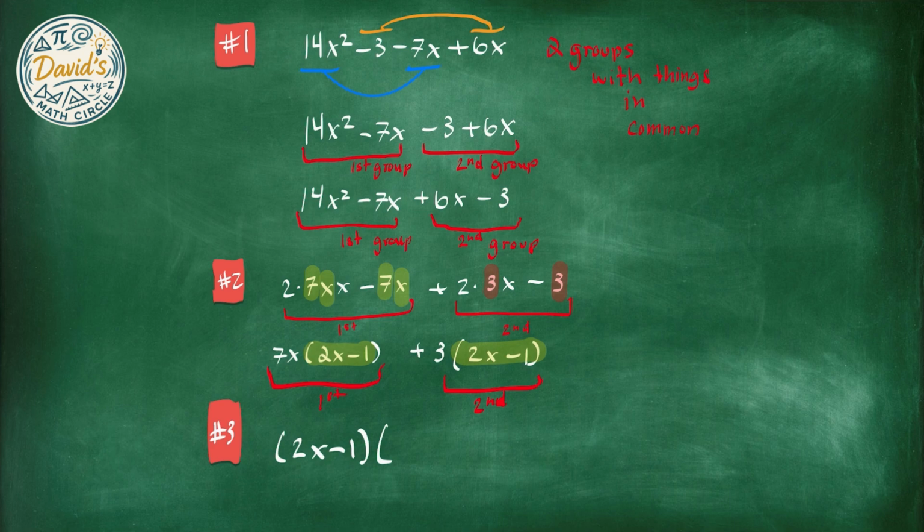So just so you know where it is, this is my 2x minus 1. And what remains will be the 7x and plus 3, which will be my second factor: 7x plus 3. Here we did it. That was the factoring by grouping of a polynomial with 4 terms.